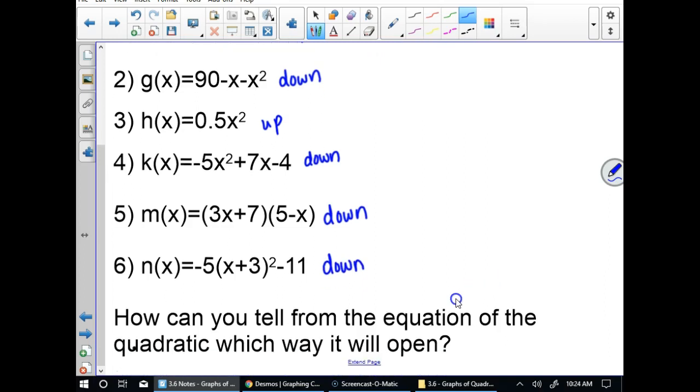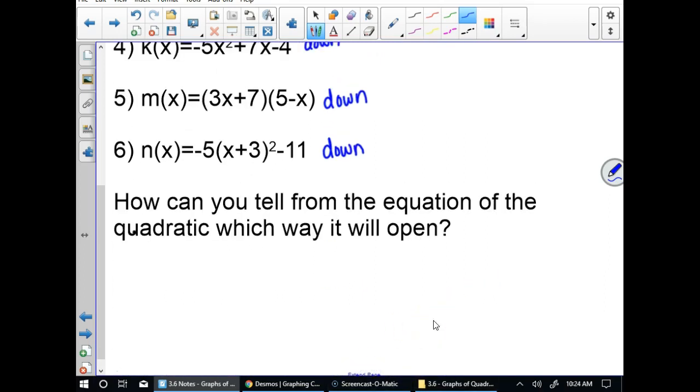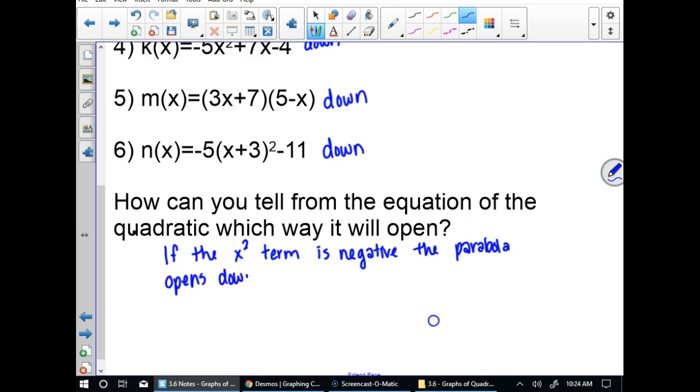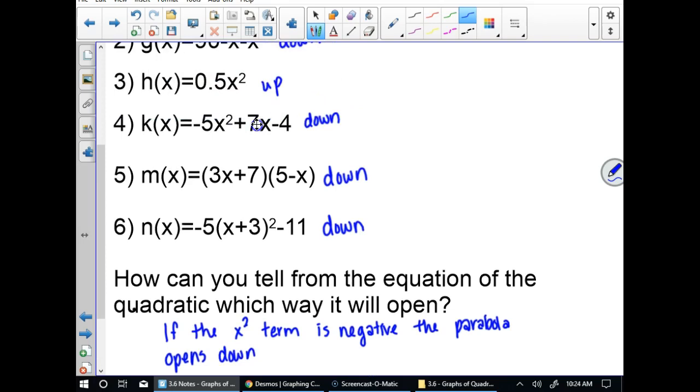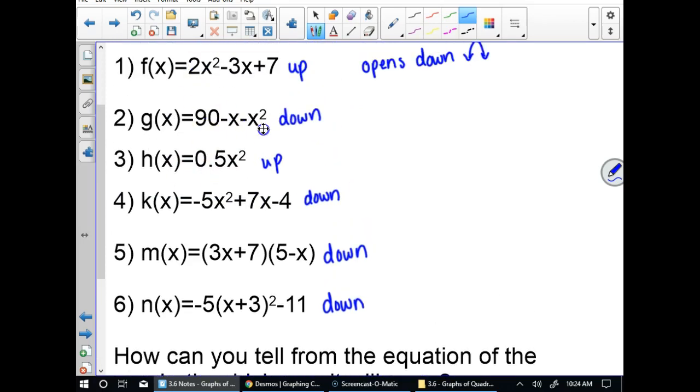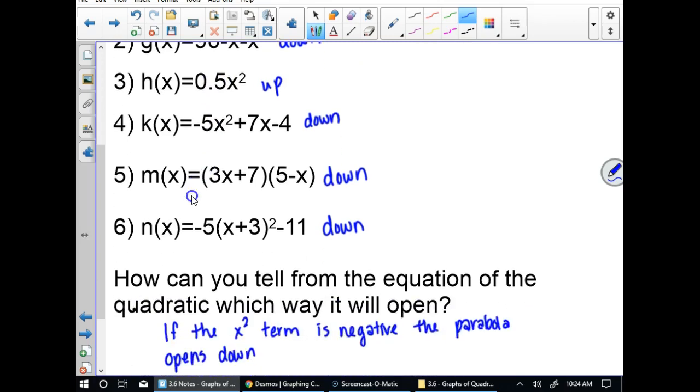Okay, so just looking at the equations, how can you tell if it's going to be up or down? Okay, Tyler? Negative x squared. If the x squared term is negative, the parabola opens down. And some of them are easier to tell that than the others. Like the first 4 problems here, you can just look at the number in front of your x squared. Number 5, you could not.